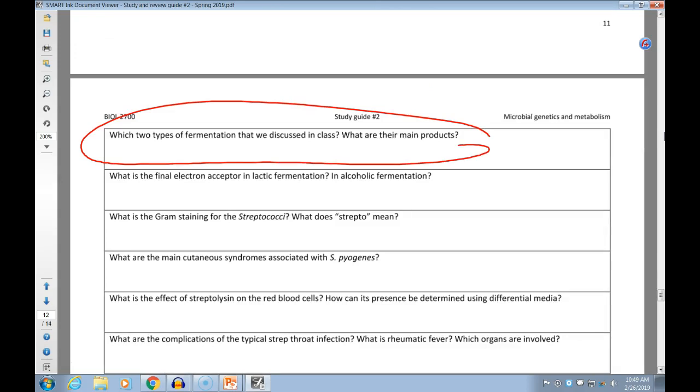Fermentation, lactic and alcoholic, okay? Lactic fermentation, final electron acceptor pyruvate; alcoholic, acetaldehyde.